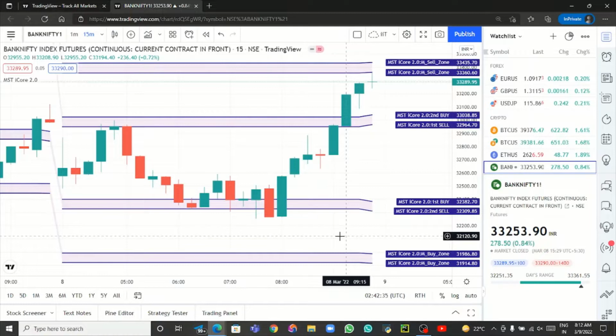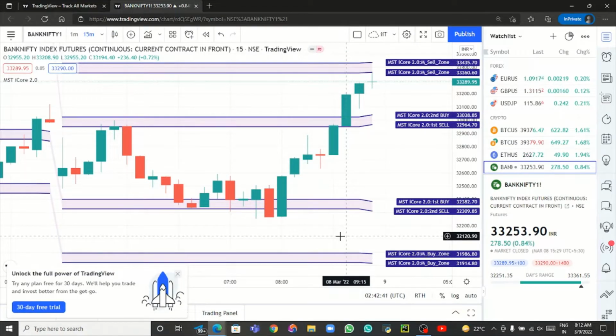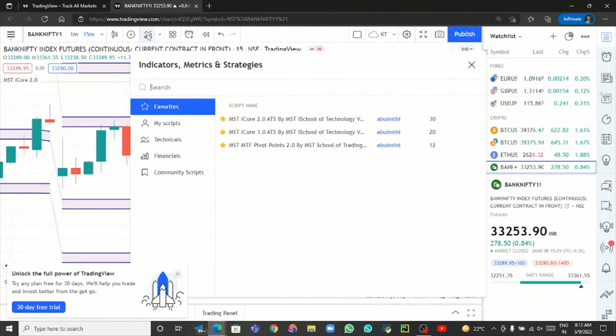Today, 9th March 2022, let me show you the performance of 8th March 2022. So you all know what you have to do. You select the script whichever you want to trade. Then you have to go here to the indicators. Then add the indicators whichever you want to the chart.